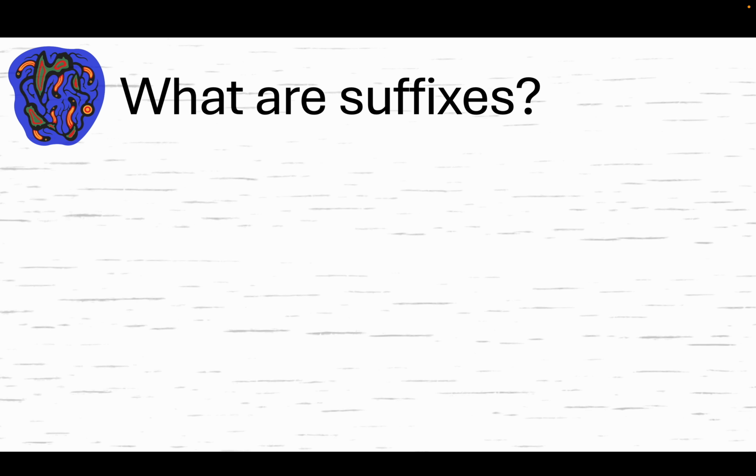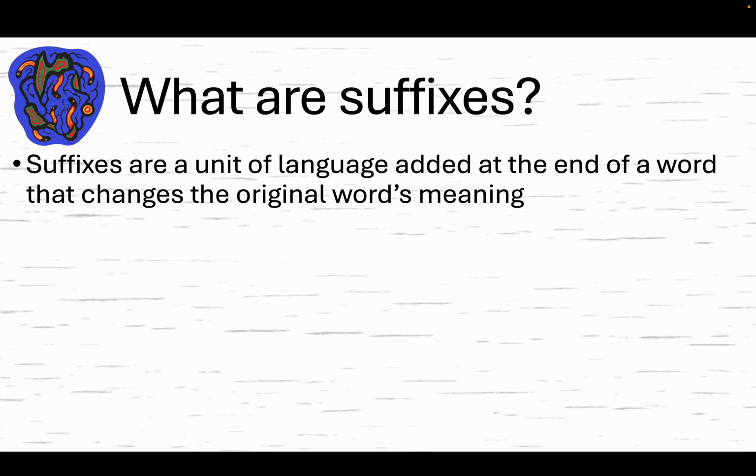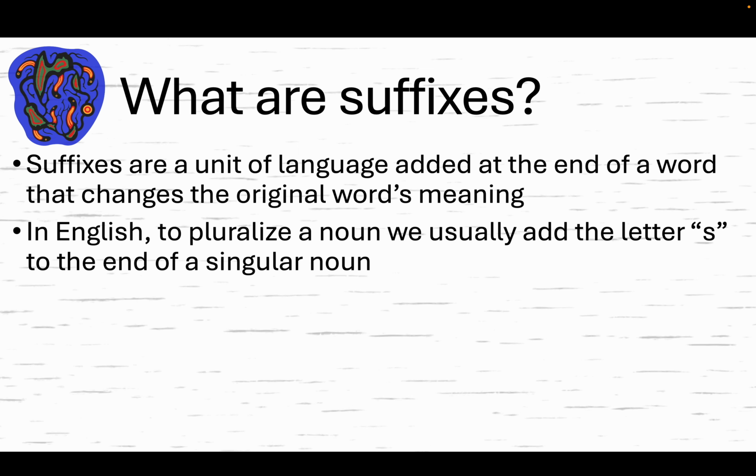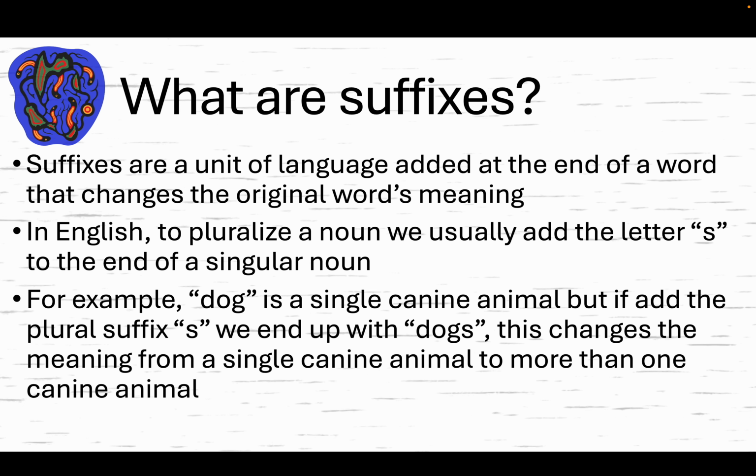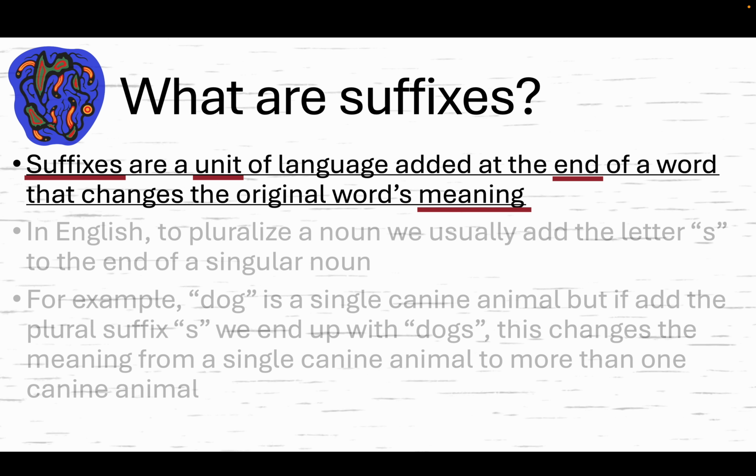What are suffixes? Suffixes are a unit of language added at the end of a word that changes the original word's meaning. In English, to pluralize a noun, we usually add the letter S at the end of a singular noun. For example, dog is a single canine animal, but if we add the plural suffix S, we end up with dogs. This changes the meaning from a single canine animal to more than one canine animal. Here we have the words for the fill in the blankers to write in their note accommodations. Please pause it here until you have these written down. And here's what the note takers should be writing down in their notes. Pause the video here and allow them to write this down as well. All right, let's move on.